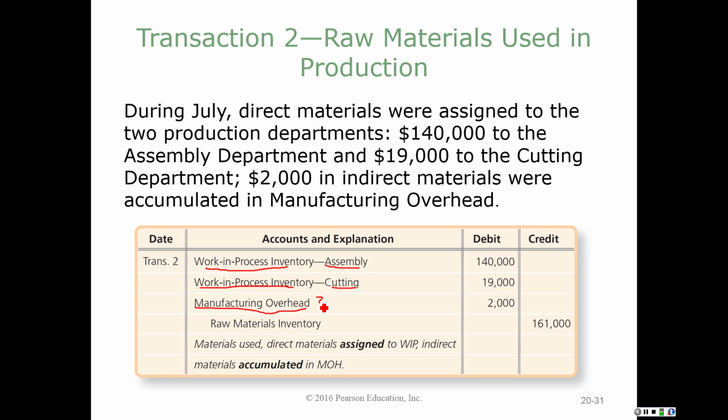What does that have to do with materials? Do you remember? Indirect materials that cannot be traced directly to the assembly process or directly to the cutting process are simply considered manufacturing overhead. Okay, but we have three different sets of materials: those that went into assembly, those that went into cutting, those that were indirect materials for overhead. We're going into these accounts with a debit. We're coming out of our raw materials account with a credit.